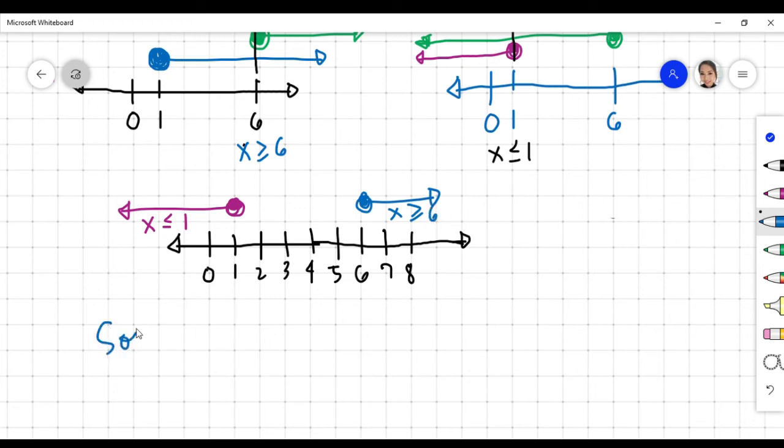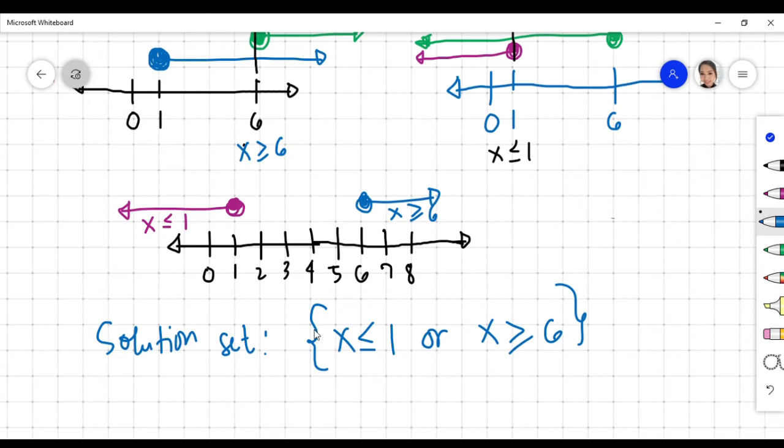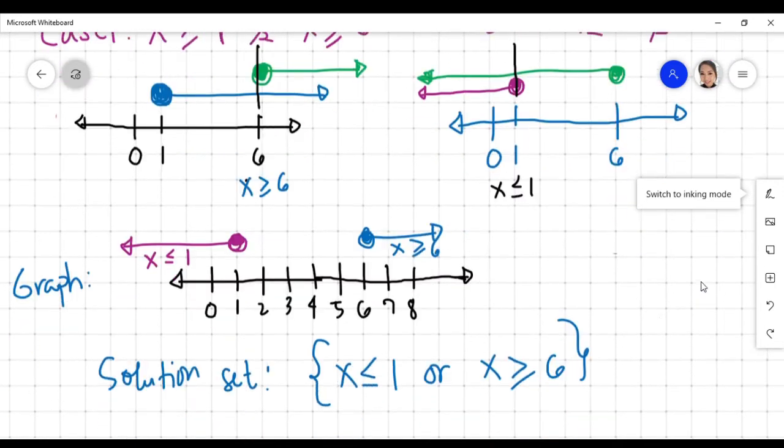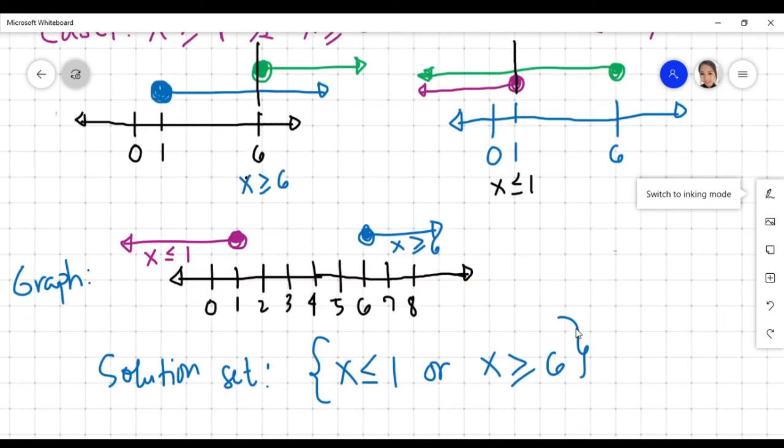Therefore, our solution set are the set of numbers such that x is less than or equal to 1 or x is greater than or equal to 6. We have to write our solution set reading from left to right. And this is our graph for the quadratic inequality x squared minus 7x plus 6 greater than or equal to 0. This is the graph and this is our final solution set.